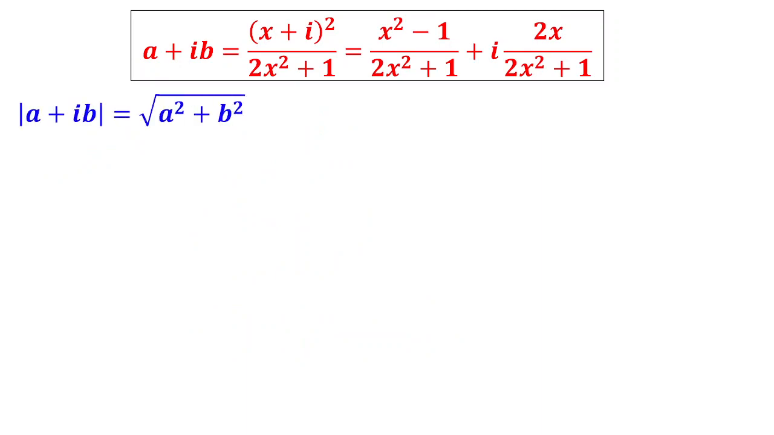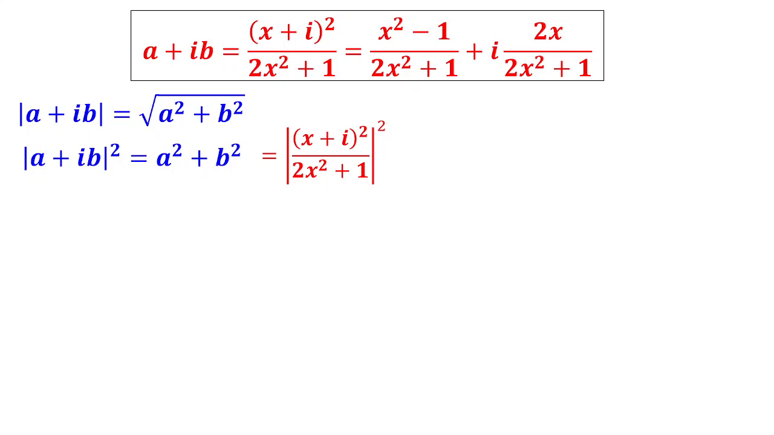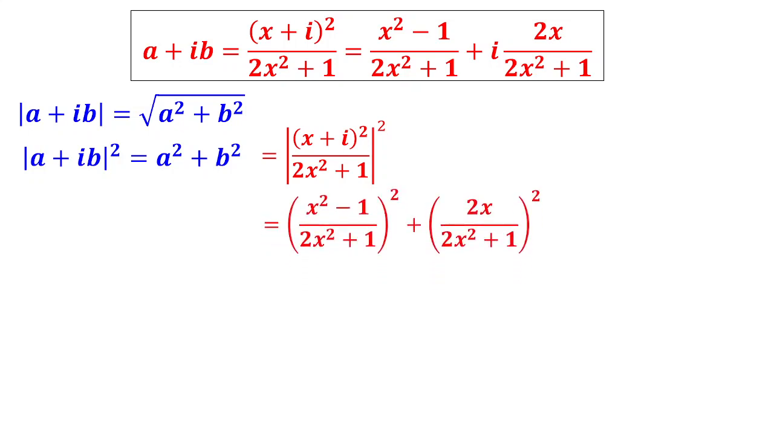Now we want what is a square plus b square, but we know that the modulus of a plus ib is root of a square plus b square. Therefore, (a plus ib) the whole square is a square plus b square. Therefore, when you want to find a square plus b square, you have to square the real part plus square the imaginary part. Normal expansion. Denominator is (2x square plus 1) the whole square.